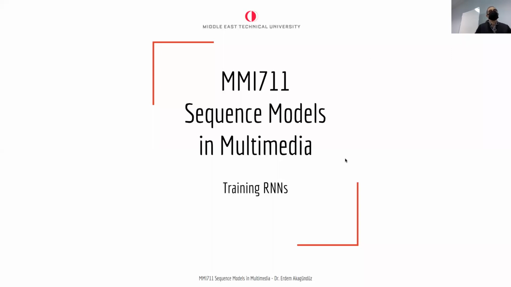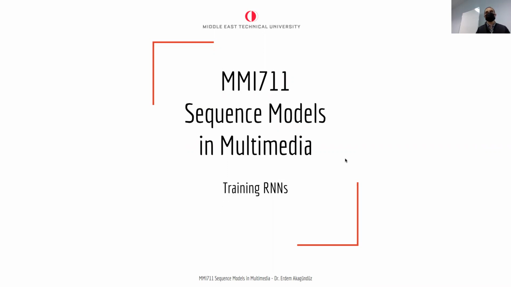Okay, MMI711 sequence models in multimedia. This is the third week. We have been talking about what sequences are, and we've talked about the vanilla RNN, which is the regular recurrent neural network with a simple feedback connection, and an output layer if it is required.